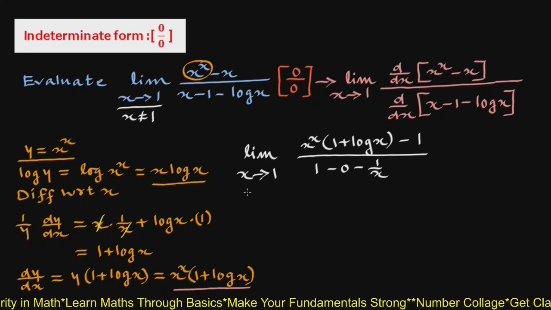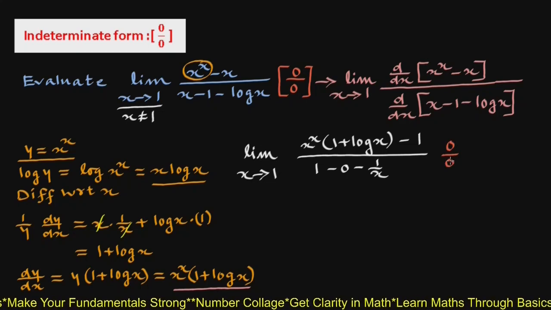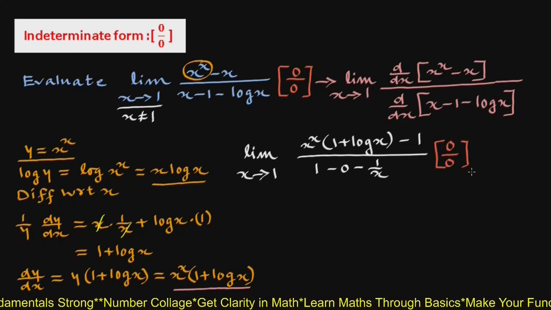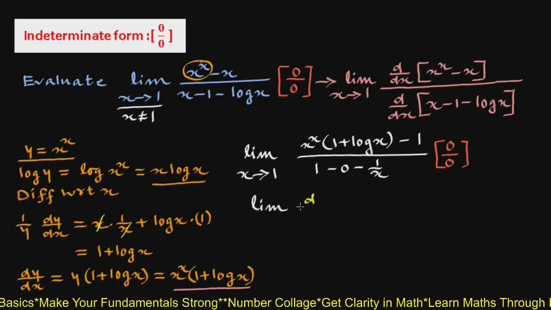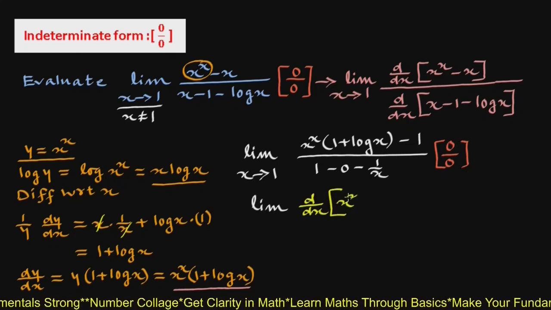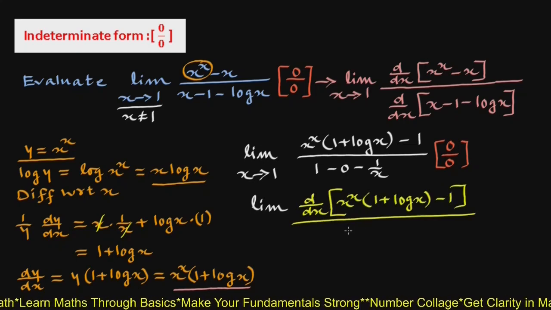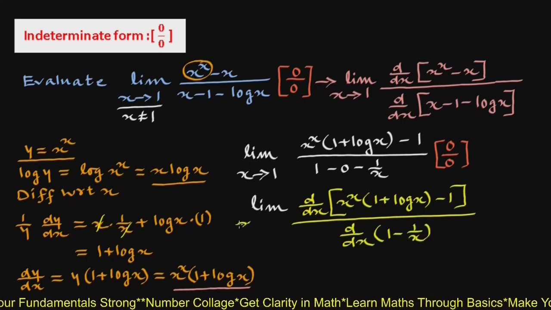If we substitute x equals 1, this again will become 0 upon 0 indeterminate form. So we have to apply L'Hopital's rule once again. So this will be limit d by dx of x raised to x into (1 plus log x) minus 1, upon d by dx of (1 minus 1 upon x), as x tends to 1.